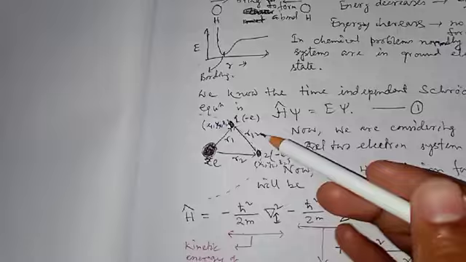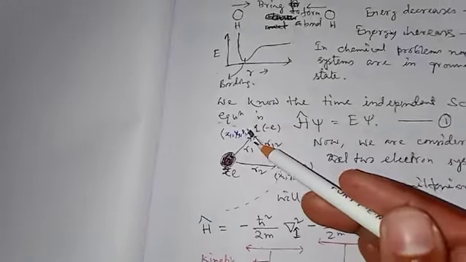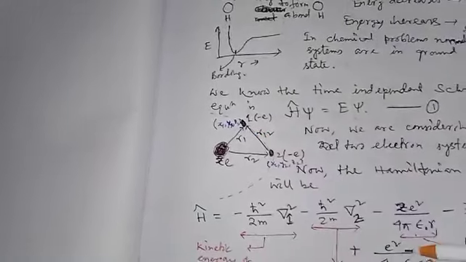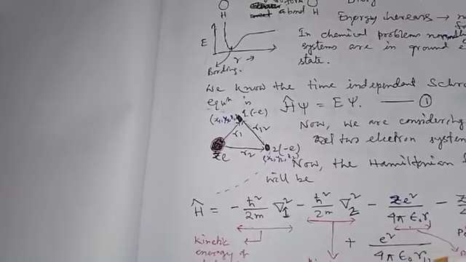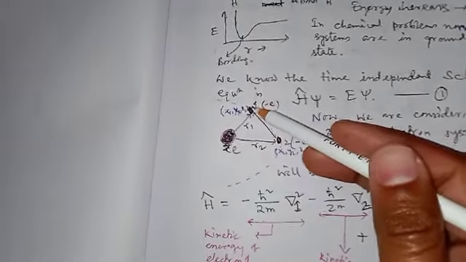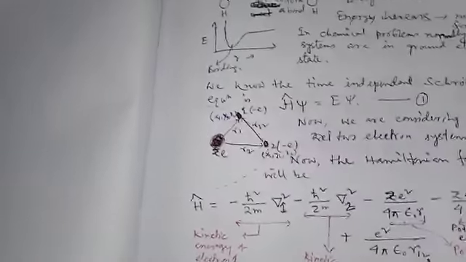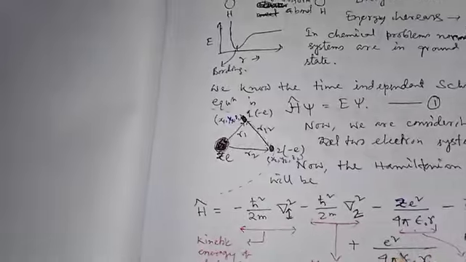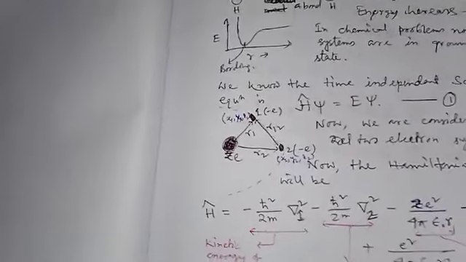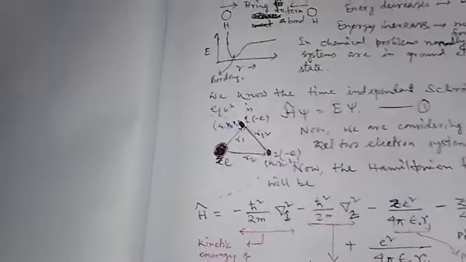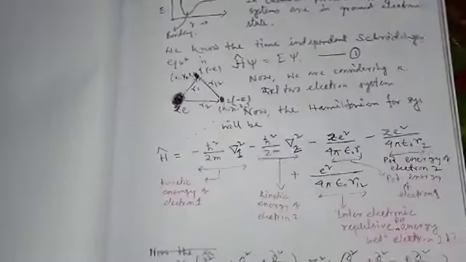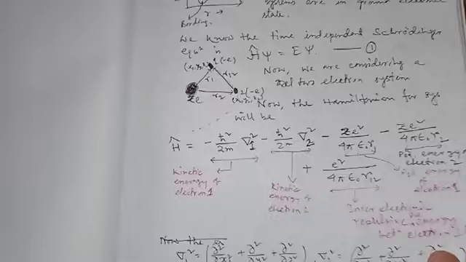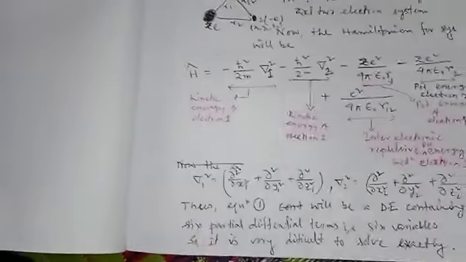So what will be the repulsive term? The repulsive term will be 2 charge, e into e squared by 4 pi epsilon 0 R12. R12 is the distance between electron 1 and electron 2. So that is the extra term we are noticing here, and this term makes things very difficult to solve for a many electron system. We have noticed this when we studied many electron systems.